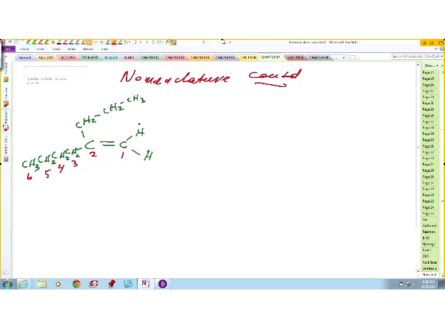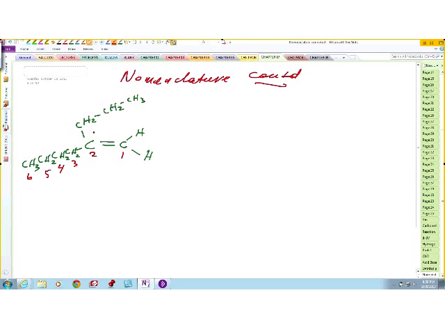That is correct. Notice that we do not go from here to here, saying that is the longest carbon chain in this molecule. No, because that carbon chain does not contain the carbon-carbon double bond. Okay, so therefore, the longest carbon chain, the parent name for this molecule will be hexene.